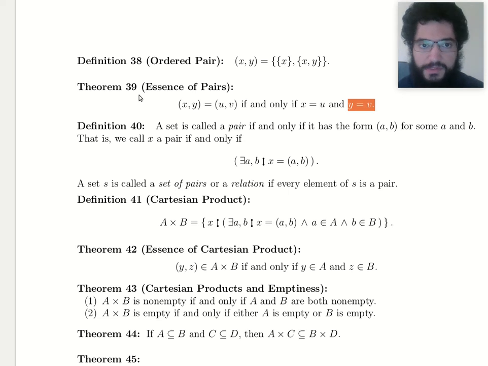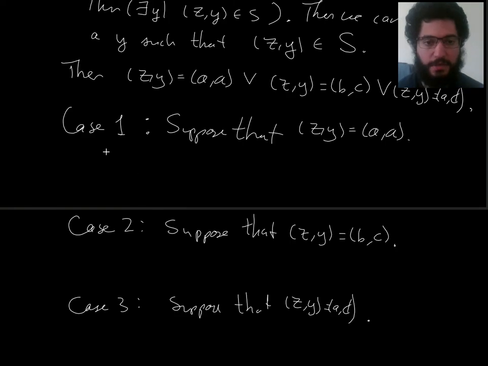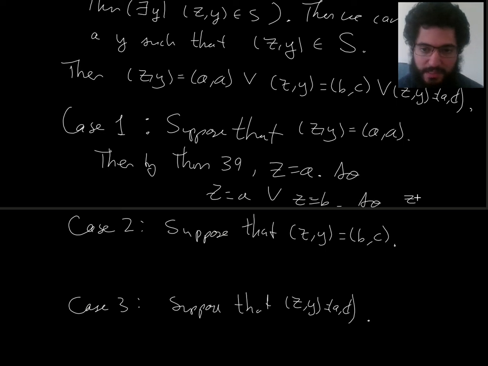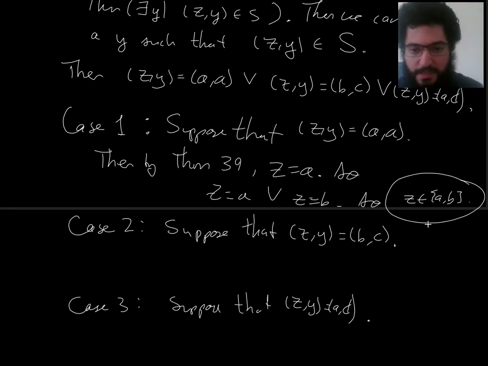So that's worth referencing, theorem 39, since that was hard work to prove. Then by theorem 39, z is A. So z is A or z is B. So z is in the doubleton AB, which is what I wanted. So this is the ultimate goal that I want to end each case with.